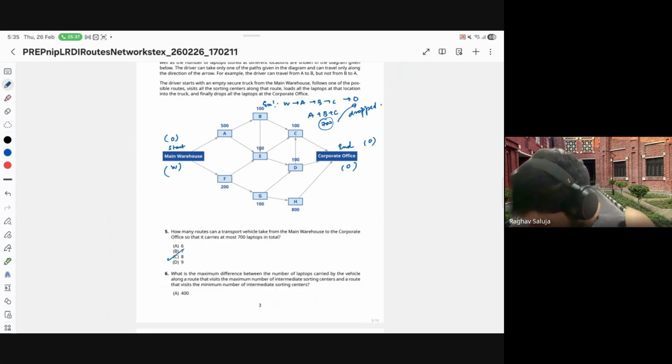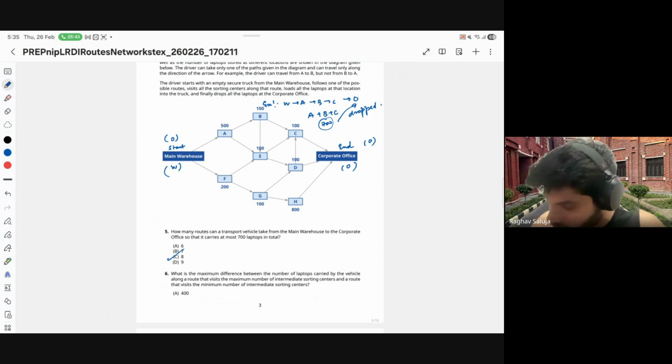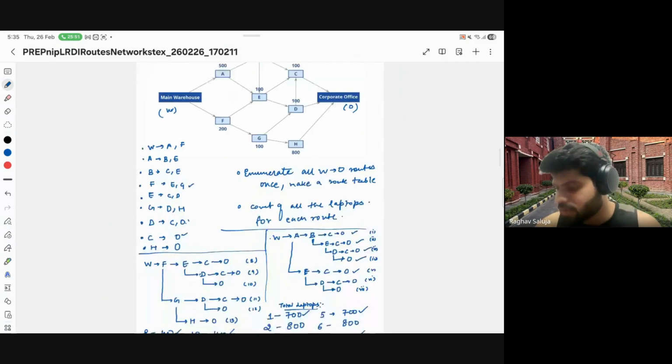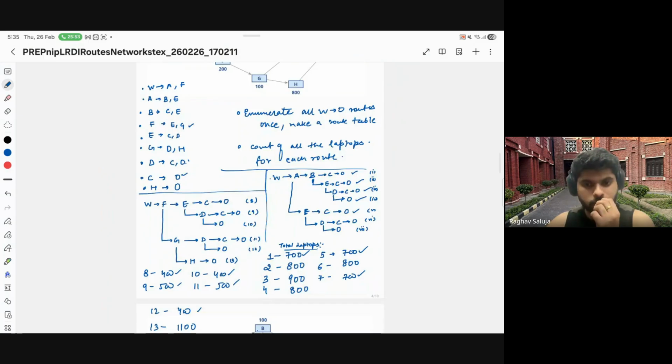What is the maximum difference between the number of laptops carried by the vehicle along a route that visits the maximum number of intermediate sorting centers and a route that visits the minimum number of intermediate sorting centers? Now, what are the maximum number of intermediate sorting centers? The ones in between W and O are the intermediate sorting centers. Simple. So how many are the maximum? You tell me.